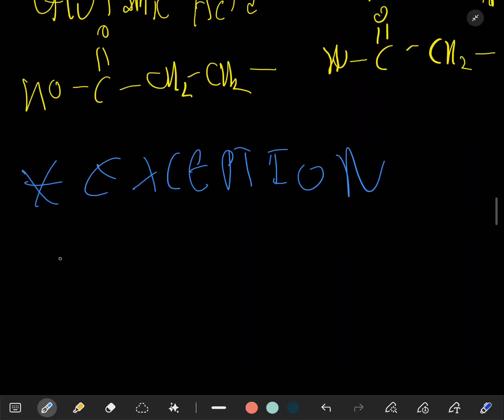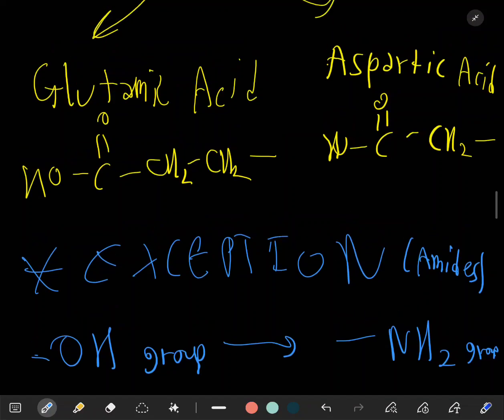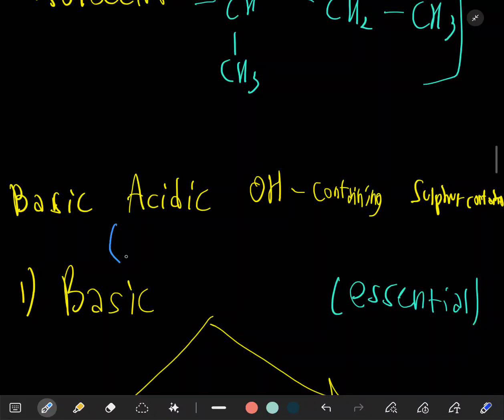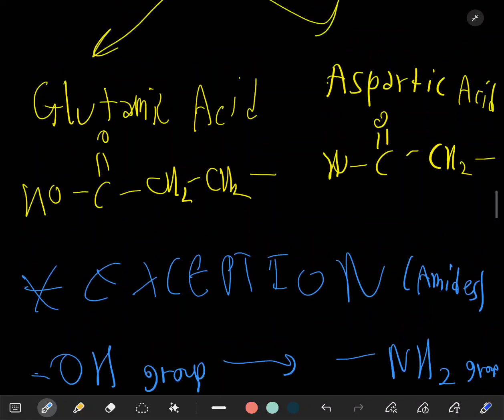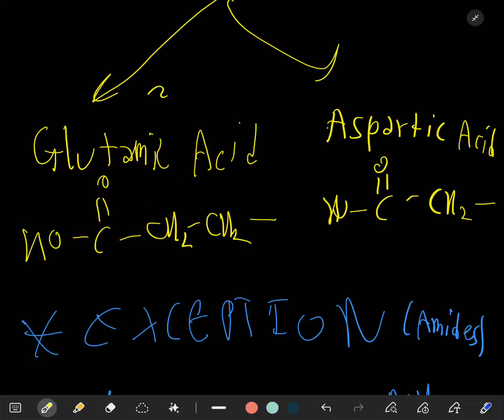In this exception, the OH group is changed to an NH2 group. So over here we get amides. These are the amides which we get. You can also mention over here, in the 4 groups plus amides. Aspartic acid is also known as aspartate, and glutamic acid as glutamate. If the acid part is not given, then these are the names which are used for these.